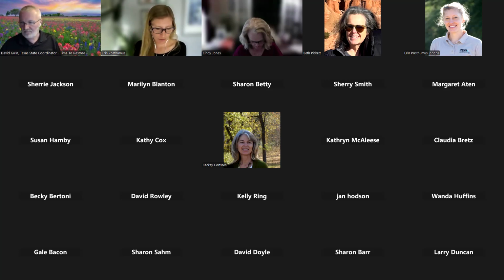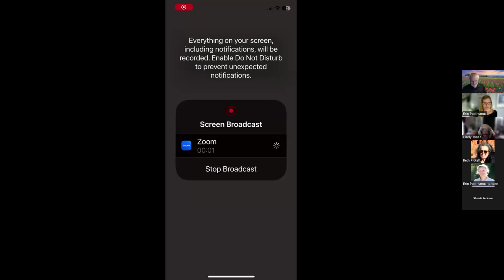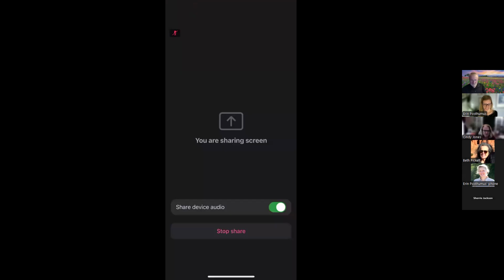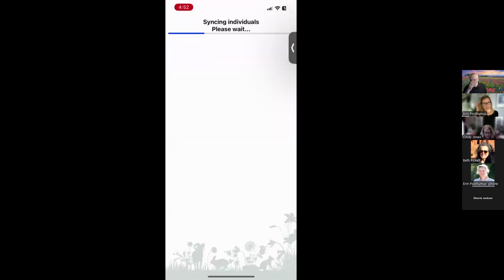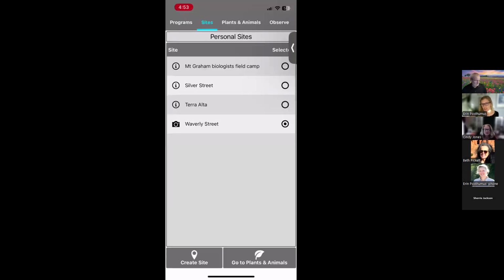Okay, I'm going to try to share my screen. Let's see if my phone likes this today. Okay, I have my Nature's Notebook app right here, so I'm going to open that up. Usually it does this syncing thing where it checks to see if you made any changes on the website that it needs to load onto your phone. When it loads up, I'm looking at my personal sites, and I'm going to go to my Waverly Street site. I have that selected already.